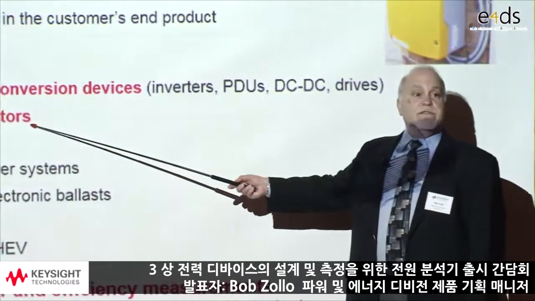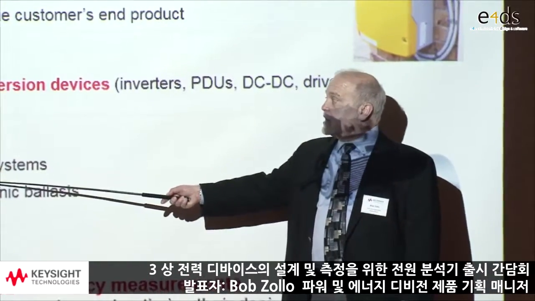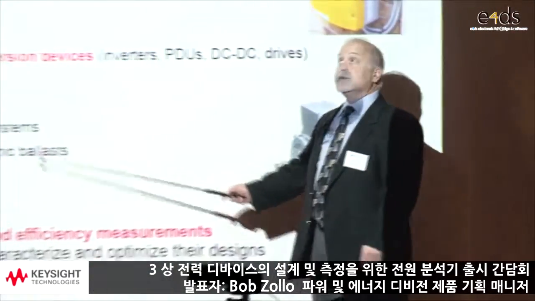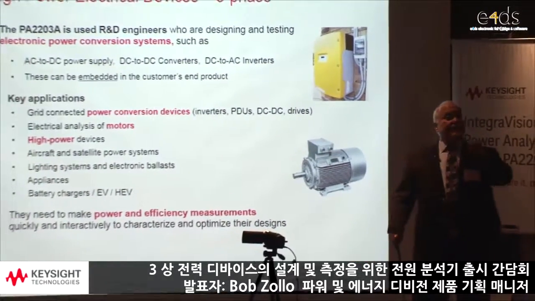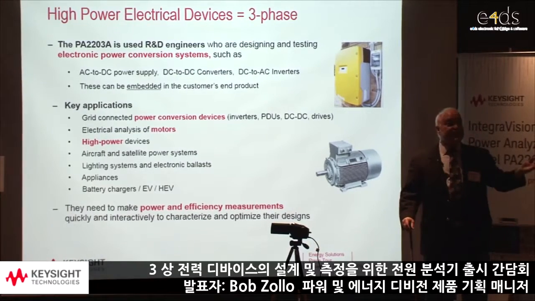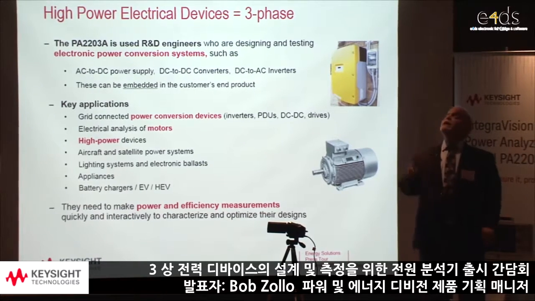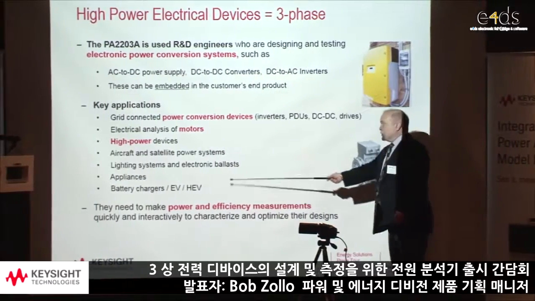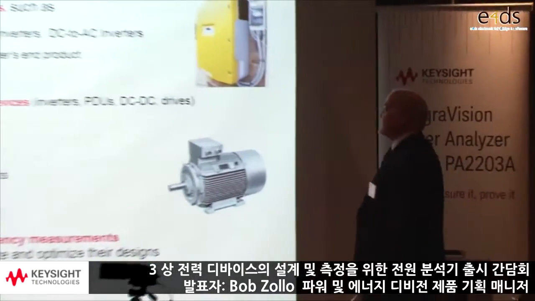It can analyze three-phase motors like you would find in an electric vehicle. Other high-power devices, aircraft and satellite power systems are all run off of AC. Lighting systems, electronic ballast. These lights, I can see, for example, are LED lights. LEDs are run off of DC power, but the energy coming to them is AC, just like you would have in any other building. So there's a small AC to DC converter in each of these lighting systems. And of course, battery chargers, electric vehicles, and hybrid electric vehicles are all examples of high-power three-phase AC.